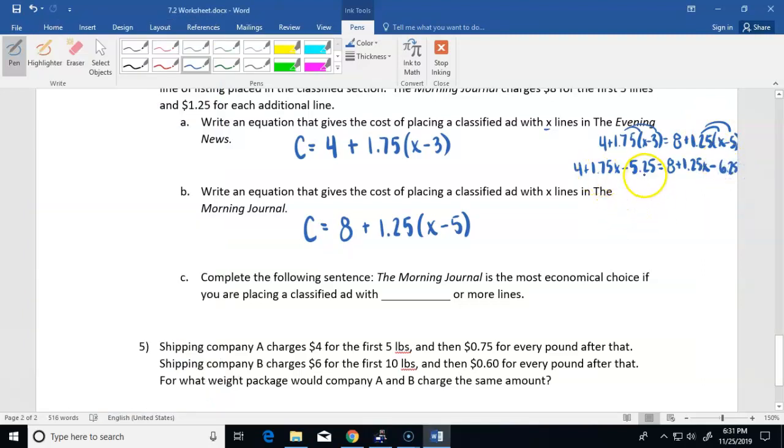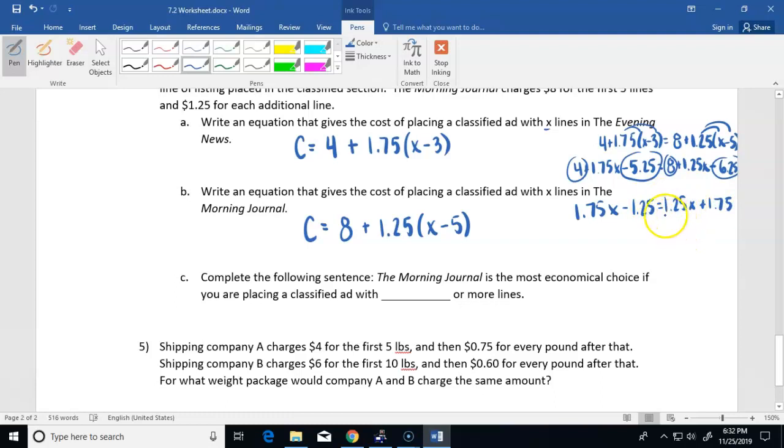Here, we would combine our like terms. We've got 4 and negative 5.25, and that will give us negative 1.25. So we have 1.75x minus 1.25. And over here, the 8 and the negative 6.25 we can combine, so we'll get 1.25x plus 1.75.